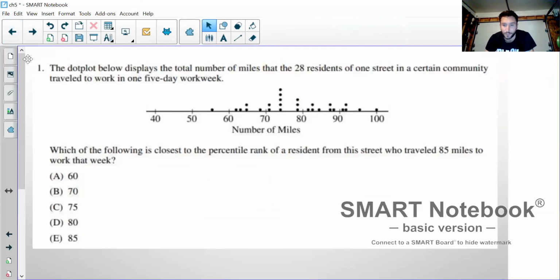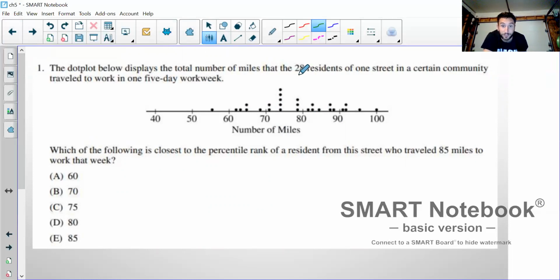So the dot plot below, sorry, I was seeing if there was another one. The dot plot below displays the total number of miles of 28 residents, right? That's probably important. Of one street in a certain community traveled to work in a 5-day work week. So there's 28 total data values. We don't want to end up wasting time counting these dots, but if we did, we get 28, but it's all just right here, so read carefully. So we want to know what's closest to the percentile rank of a resident from the street who traveled 85 miles that work week. So nothing crazy here.